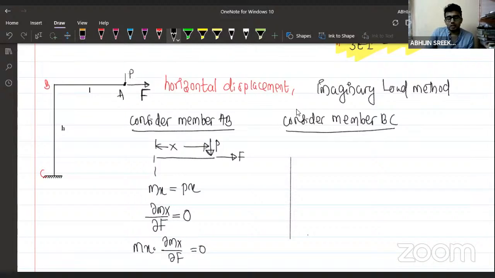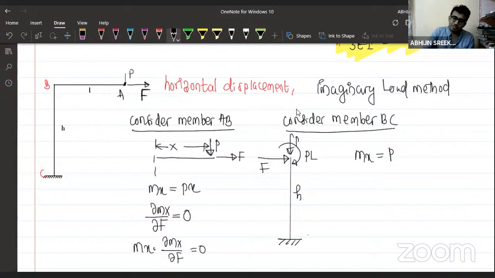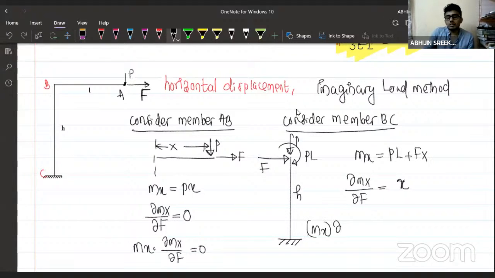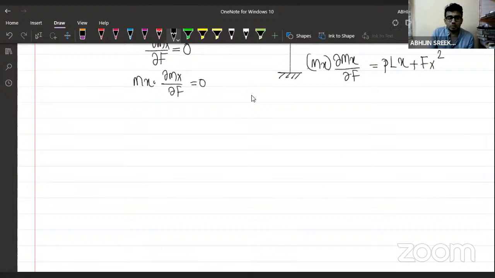One end of the member is fixed, and there is our fictitious load. There is the vertical load applied, and this is the moment due to our vertical load, that is P into L, and the length of the member is H. What is Mx? Mx will be equal to PL plus F into X, and ∂Mx/∂F will be equal to X, so Mx into ∂Mx/∂F will be equal to PLX plus FX squared.